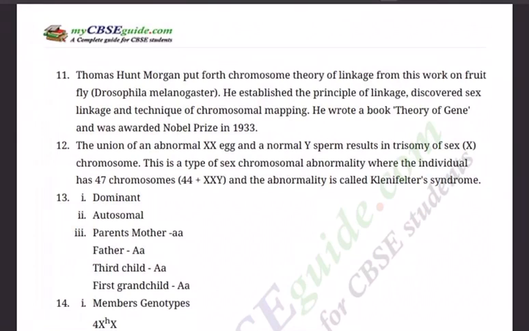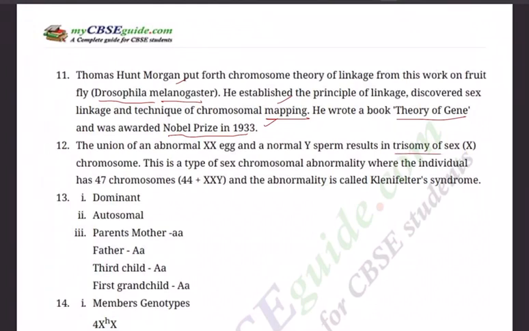And question number 11. Thanks to Thomas Hunt Morgan, who put forth the chromosome theory of linkage from his work on fruit fly, as I said, Drosophila melanogaster. Sometimes he will ask you one more question: the scientific name of fruit fly. He established the principle of linkage, discovered sex linkage, and the technique of chromosomal mapping. This is the greatest contribution. He wrote a book, The Theory of the Gene, and was suitably awarded the Nobel Prize in 1933.